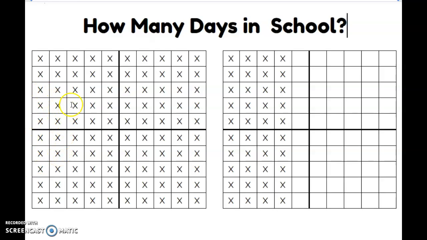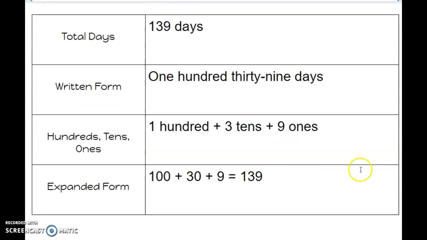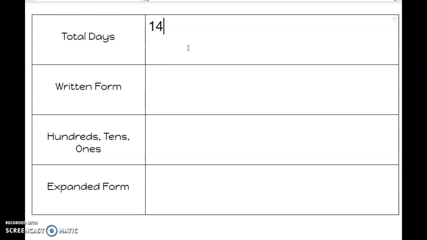10, 20, 30, 40, 50, 60, 70, 80, 90, 100, 110, 120, 130, 140. It's 140 days in school today, or out of school. Learning online and all that fun stuff. So 140 days.